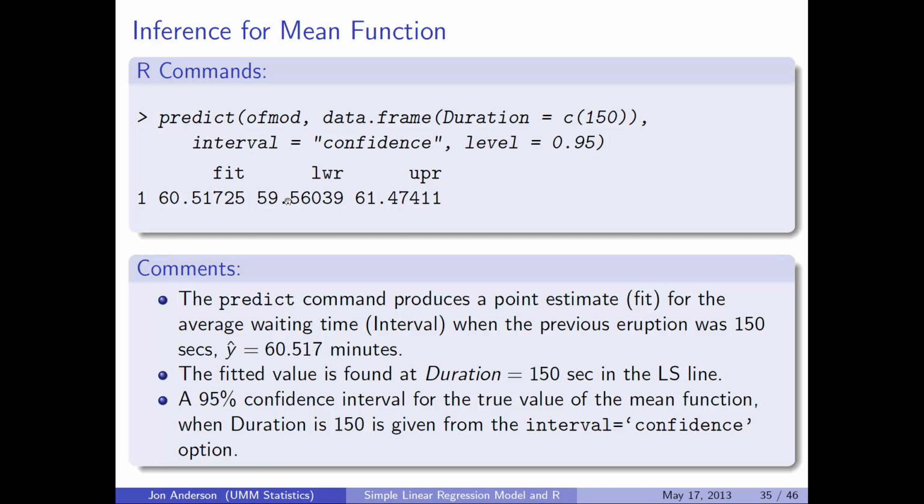And so you can see that we have estimated this mean function really quite well. Our level of uncertainty is really only about 2 minutes from the lower boundary to the upper boundary. We're pretty sure what the average waiting time is. It's about 60.5 minutes plus or minus about 1 minute. That's what we're finding.